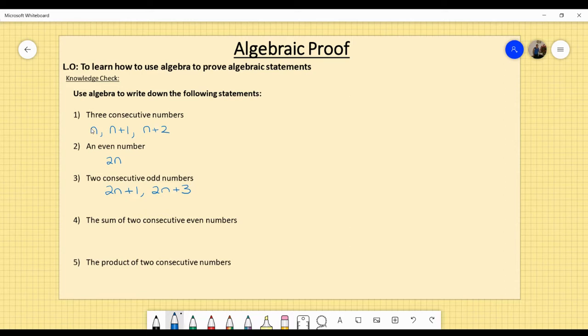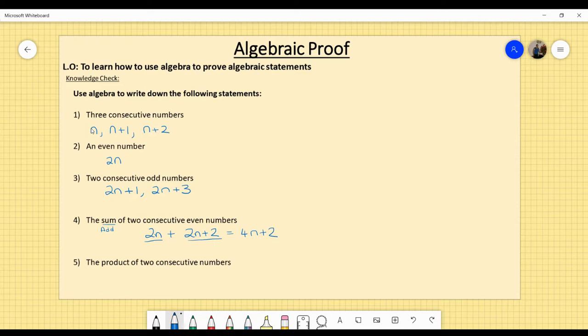So question 4 says the sum of 2 consecutive even numbers. So sum means to add, so that's an important term there. And 2 consecutive even numbers, so the first even number will be 2n. And the second even number, remember, if you think about even numbers, the second one's going to be 2 after that, so it's going to be 2n plus 2. And we're asked to add them, and therefore when we were to simplify that, we would get 4n plus 2. So this would be our first even number, this would be our second even number, and then we've summed them.